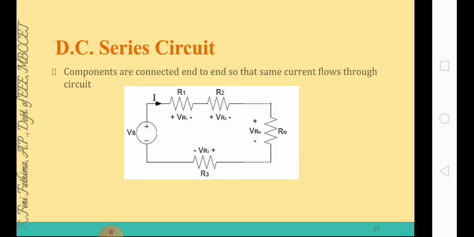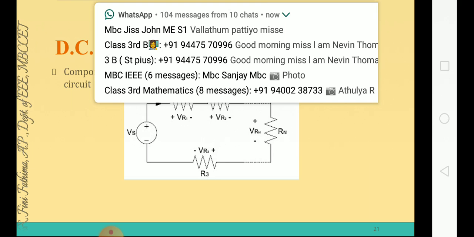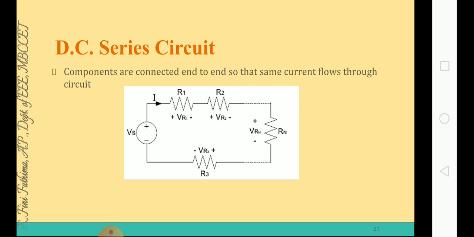The first type of circuit we are going to discuss is a DC series circuit. In a DC series circuit, which is shown in the figure, the components are connected end to end so that the same current flows through the circuit. That is, we are connecting the components end to end, which means that the finishing end of the voltage source is connected to the starting end of the resistor R1.